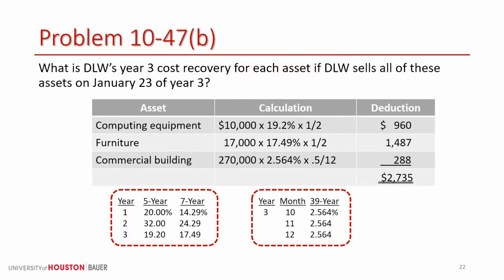All right, we continue on, and now we're told that they sell these assets in the third year on January. With respect to the equipment and the furniture, the adjustment is relatively straightforward. It's a half-year convention that we're using, and as a result, we just have to find the percentage for the third year for the two assets, and then just take a half. We're good.